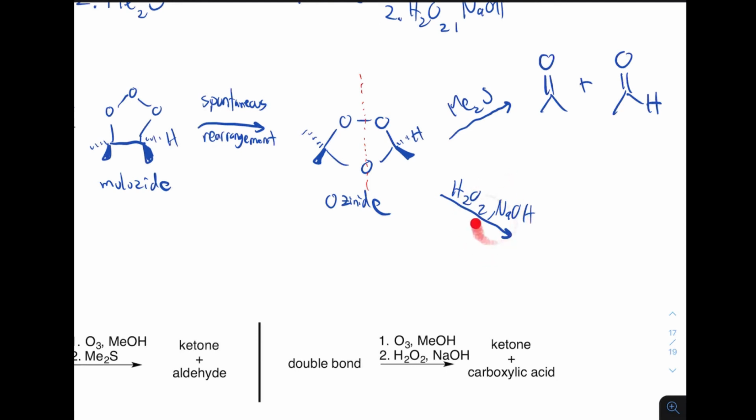And if we use the hydrogen peroxide, we still end up forming the ketone, but the aldehyde ends up getting oxidized to the carboxylic acid. And that's the only difference between these two methods: with the dimethyl sulfide, you form the aldehyde and ketone, and with the hydrogen peroxide, you end up forming the carboxylic acid and ketone. The aldehyde, of course, transforms into the carboxylic acid. Again, the mechanism for this is beyond the scope of what we're dealing with here, so we won't worry about it. But this is essentially what's happening.